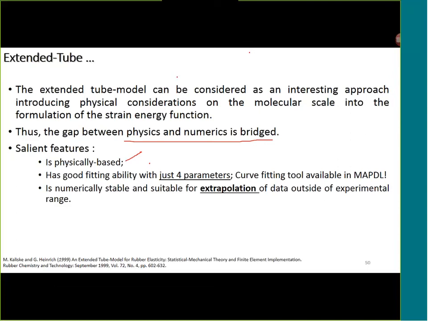Unlike the other material models, it just needs 4 parameters to fit even a complicated stress-strain curve. Another advantage is that Ansys also has a curve fitting tool to derive these 4 parameters from the stress-strain curve. Another interesting aspect is that it is numerically stable and suitable for extrapolation. These two terms will become clear when we talk about curve fitting. Why it is important to have a numerically stable material model, and why we can extrapolate beyond the stress-strain curve available from the test data.